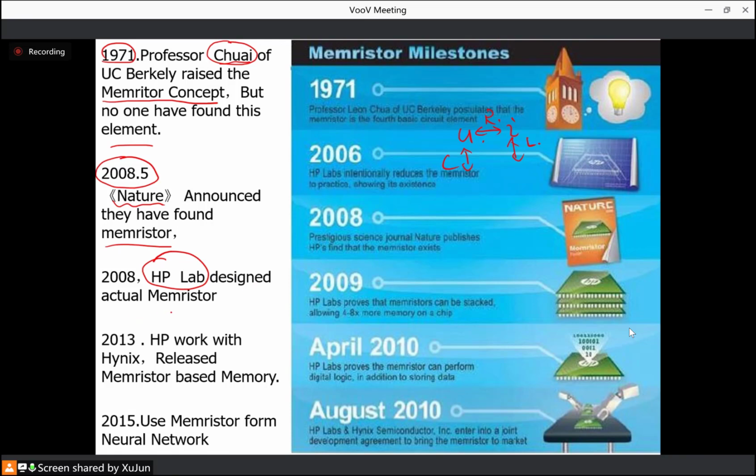It comes from HP lab, which designed an actual memristor by nanotechnology. In 2013, HP worked with Hynix and released memristor-based memory, meaning computer memory based on the memristor. And in 2015, Tsinghua University and Stanford used memristors to form a neural network to recognize human faces.